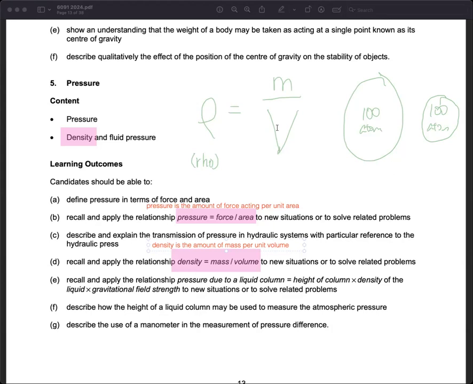Next thing I'm going to talk about will be the symbol. The symbol for density is rho. It looks like this. So can I ask you, density is how packed a substance is, so can you make a guess? Is density a scalar or a vector? Can you tell me?